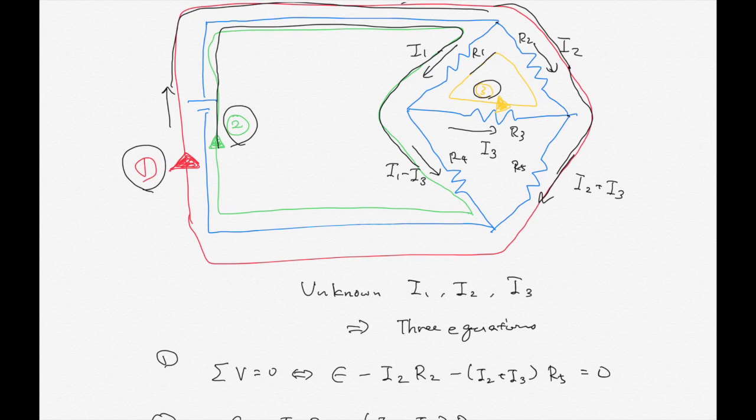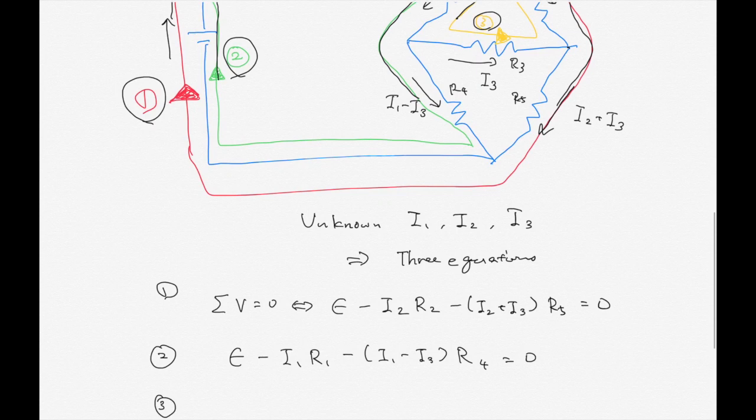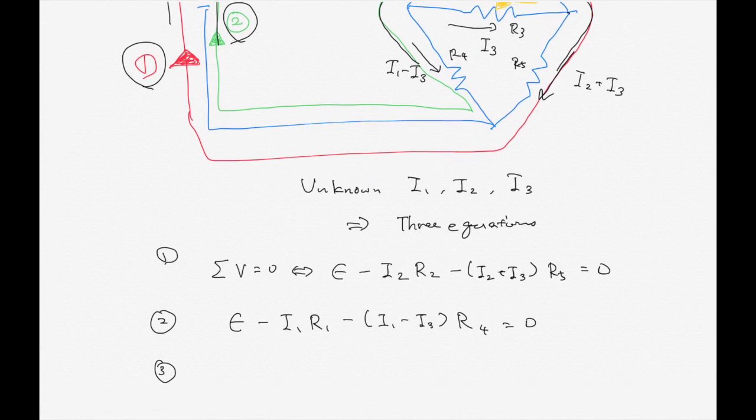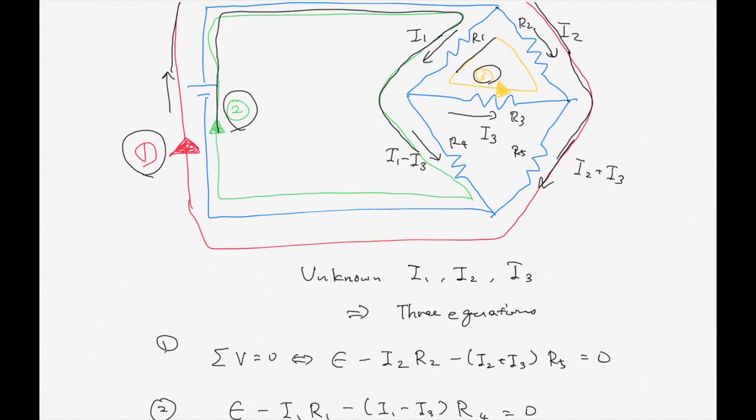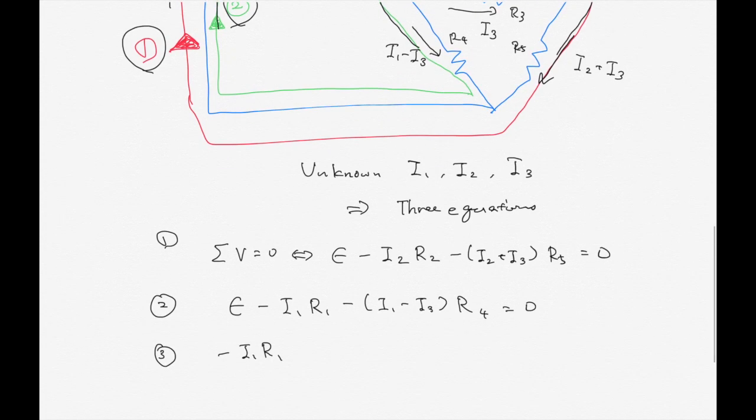So first resistance is I sub 1 and R sub 1. The direction is exactly the same, so this is minus I sub 1, R sub 1. And the second resistor is R sub 3. The direction of the loop is exactly the same as the direction of the current, so put a negative sign: I sub 3, R sub 3.